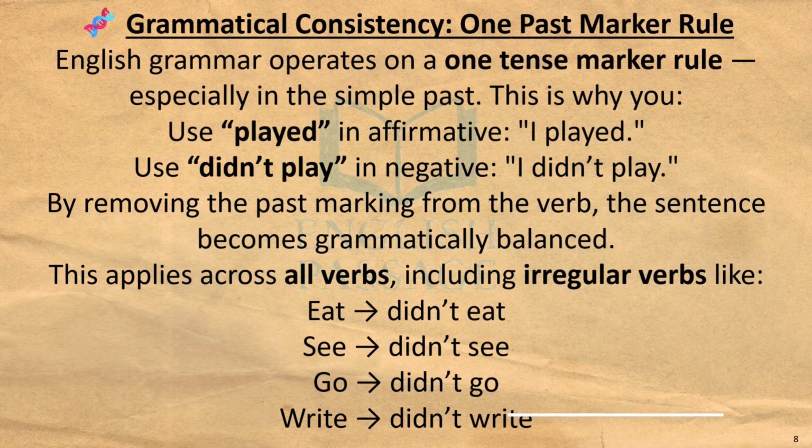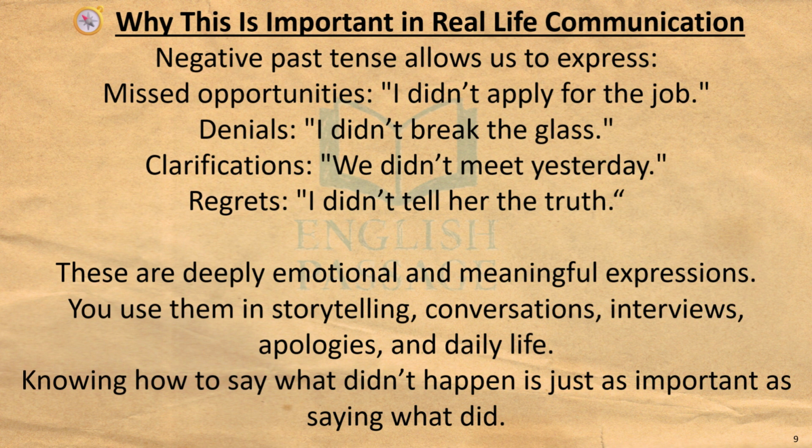English grammar operates on a one tense marker rule, especially in the simple past. This is why you use played in affirmative, I played. Use didn't play in negative, I didn't play. By removing the past marking from the verb, the sentence becomes grammatically balanced. This applies across all verbs, including irregular verbs like eat, didn't eat; see, didn't see; go, didn't go; write, didn't write.